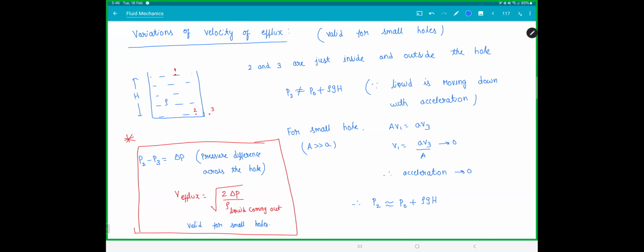Is the formula clear, everyone? 2 delta P by rho, which rho? The liquid coming out. Now look at the variations, how it works.